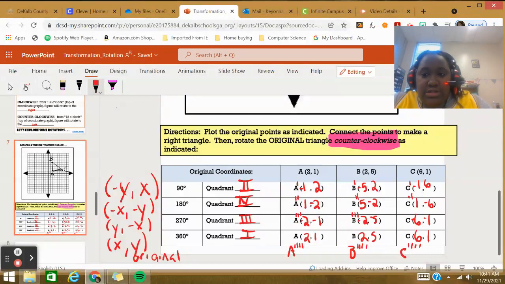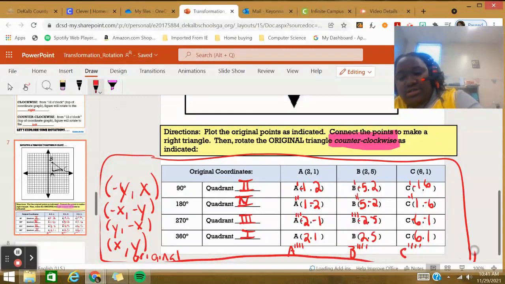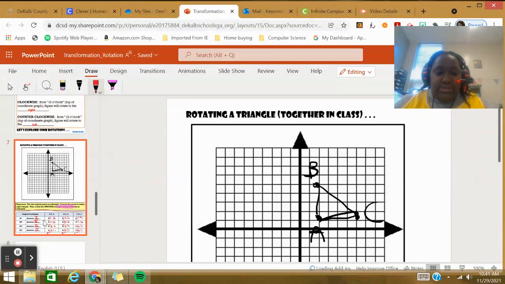All right. So once you fill in this chart, guys, go ahead and graph your new figure. So again, once you fill in this chart, go ahead and graph your new figures. You will not have to graph the 360 because 360 will put you back where you started.